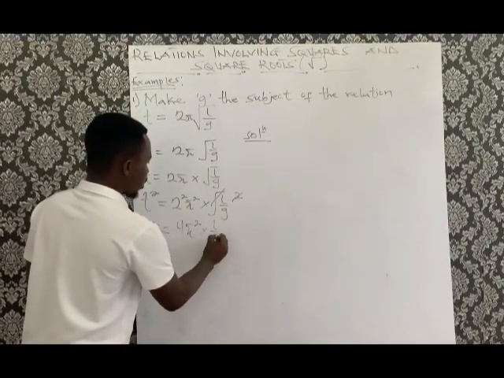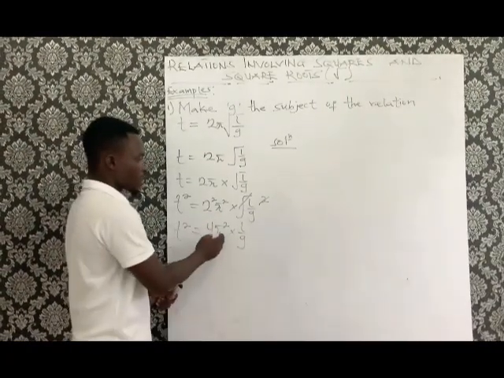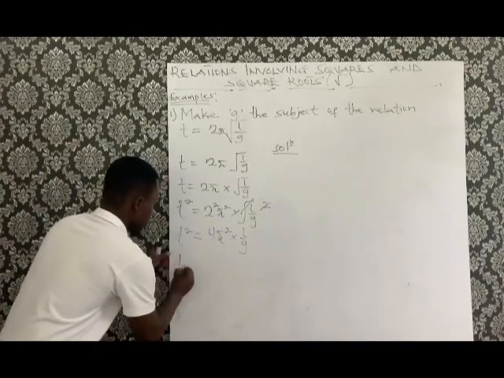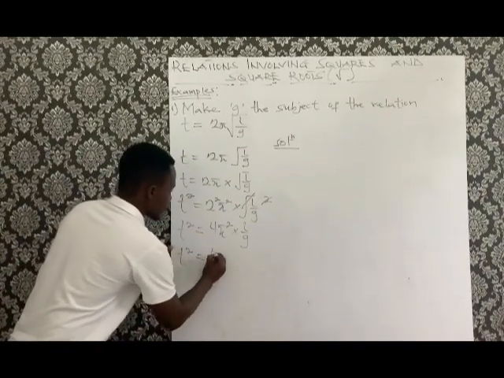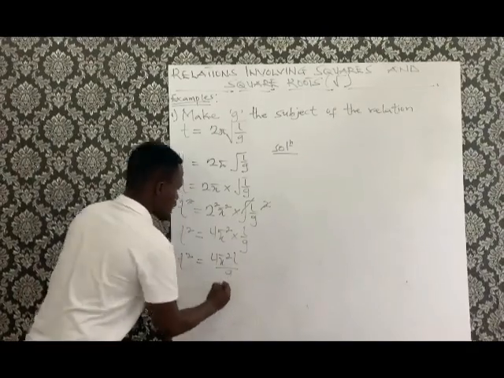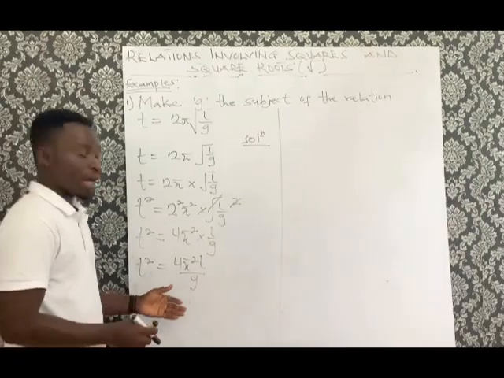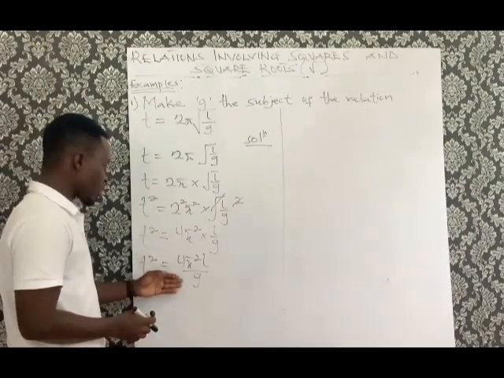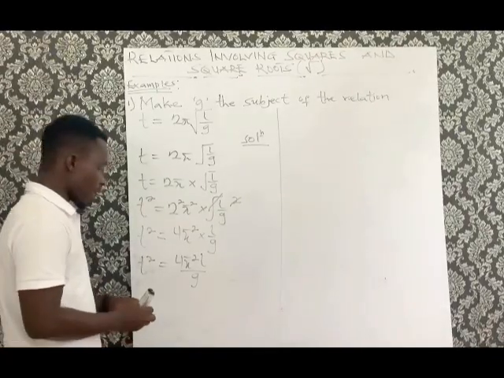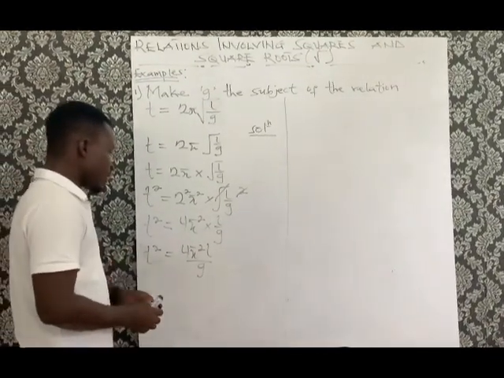times L over G. Now from here, we multiply 4π squared by L over G, which will give us T squared equal to 4π squared L over G. Now there's a fraction. Since there's a fraction, we find our LCM. So we multiply each of the terms in the relation by the LCM. So our LCM is G. So we multiply G by each term in the relation.